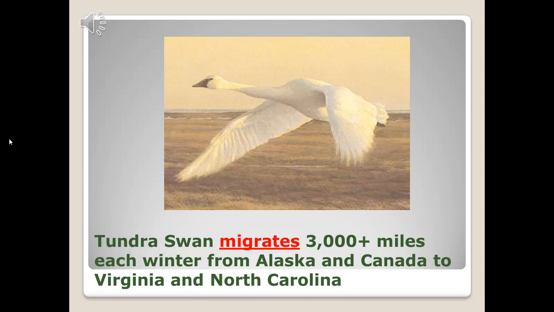Migration is an example of an adaptation. The tundra swan is a perfect example of an animal that migrates. The tundra swan migrates over 3,000 miles each winter from Alaska and Canada to Virginia and North Carolina on the eastern coast of the United States.